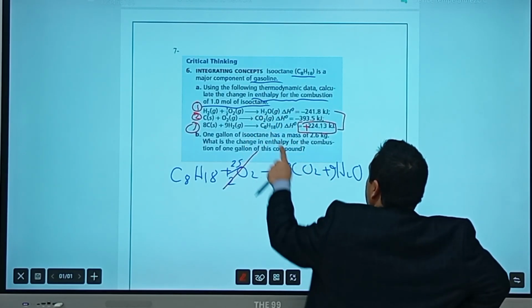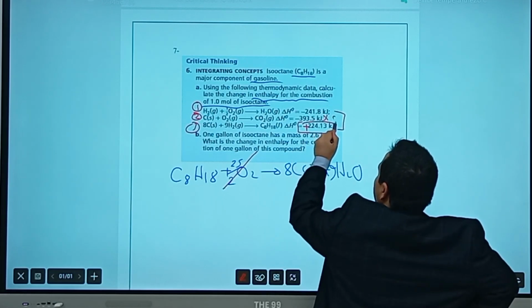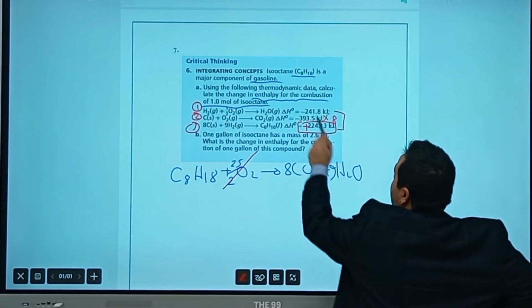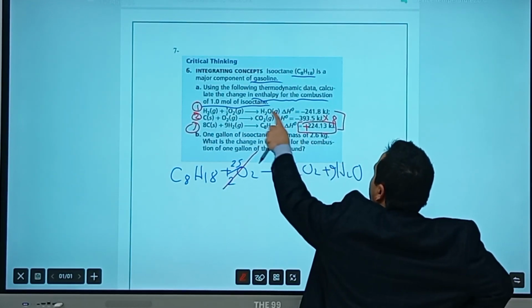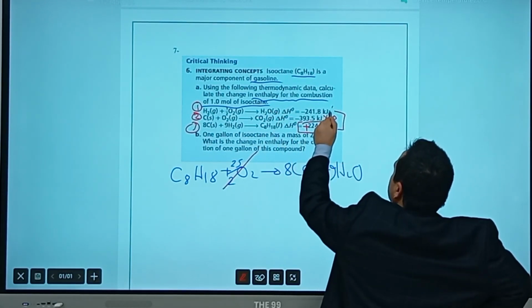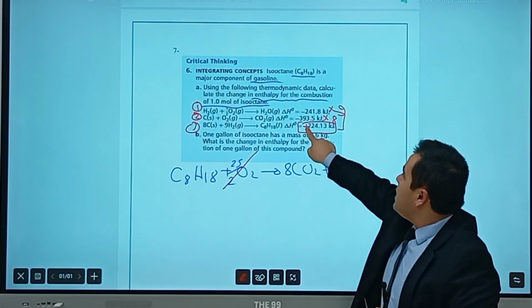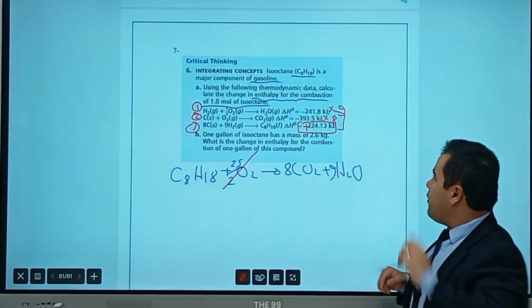Here it has 1 mole. Here 8 mole. Multiply this by 8. So the second must be multiplied by 8. The first one, H2O is in the product, 9, 1. So you have to multiply this by 9. The first, multiply the first by 9, second by 8, reverse the third.